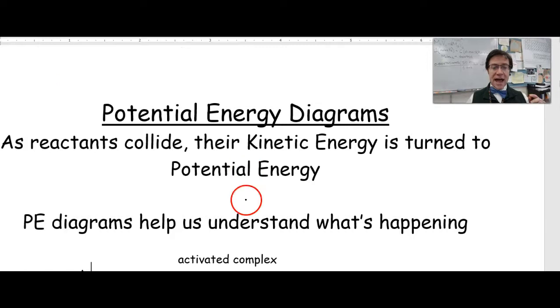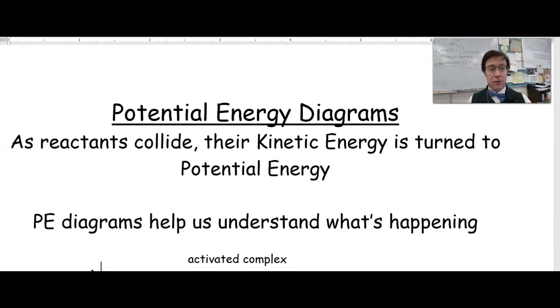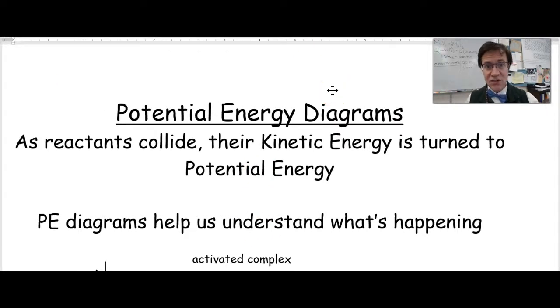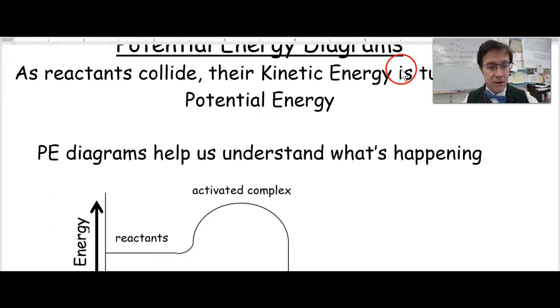Okay, so as the reactants collide, like I said before, their kinetic energy is turned into potential energy, right? So you have reactants, they're just kicking along, and all of a sudden, bam, they smash into each other. And what happens is kinetic energy is transformed instantly into potential energy. And then at the peak of that energy is where we say we have the activated complex, and from that activated complex, the products form. Got it? Okay, so this is the potential energy diagram.